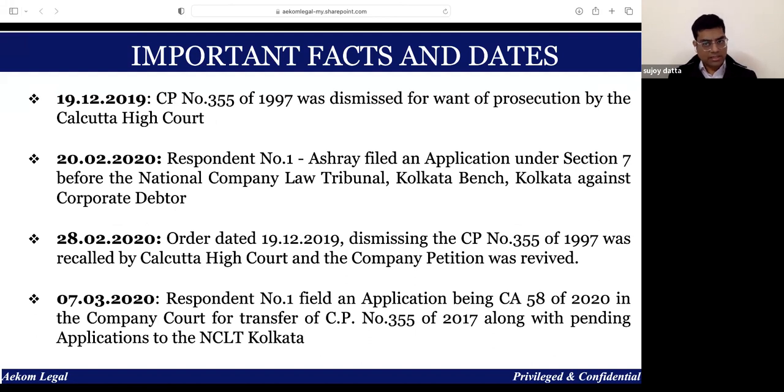So now, in effect, there were two proceedings. One was the winding up petition before the High Court in relation to the same company. And the second was the Section 7 petition filed under the IBC. Now, you will recall that at that time, there was a notification saying that proceedings of this nature ongoing before the High Court can be transferred to the NCLT. An application was filed by Ashray calling for the transfer of the winding up petition to NCLT Kolkata.